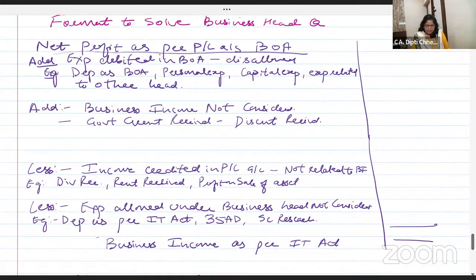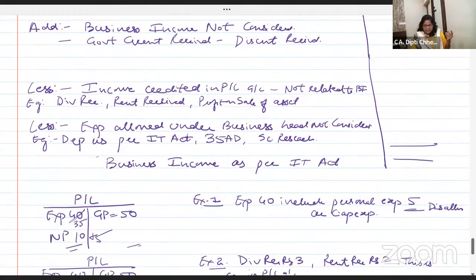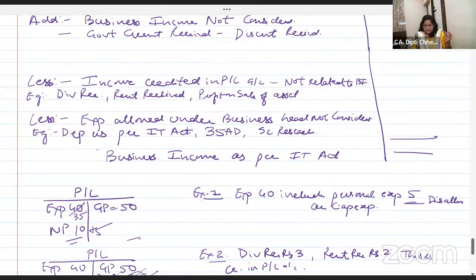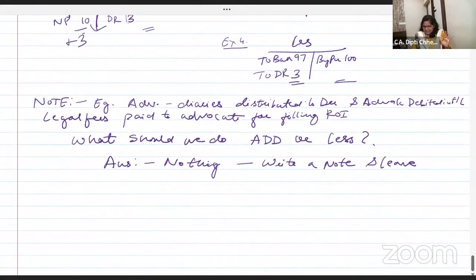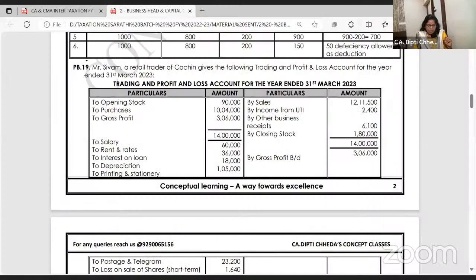So what is to be added back? Expenses which are debited and not allowed. What is to be deducted? Kachra. All income which is not related to business. Nikal do. ठीक है? Right. And so you get the add and less correct. Shall we now start with the problems? I think this format I have already given you.